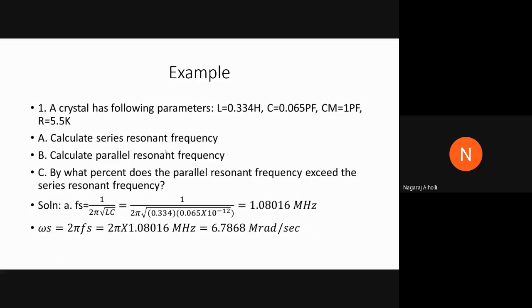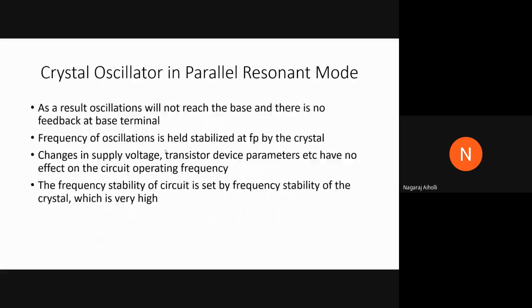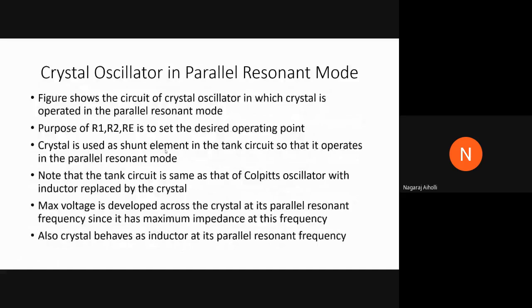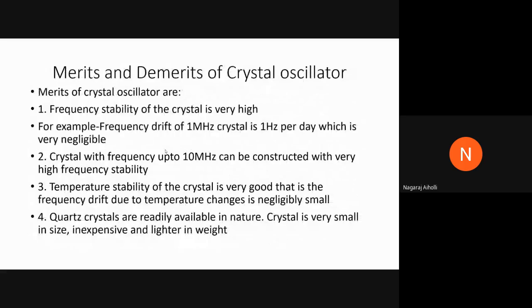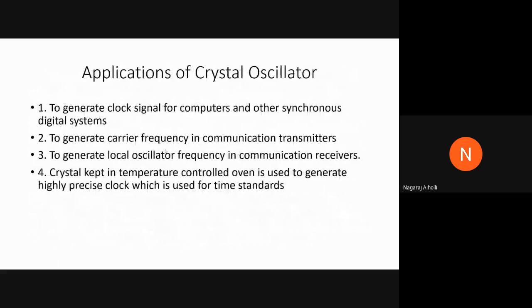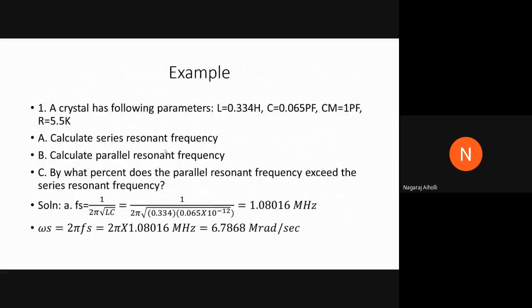Okay, so in today's class, students, we have gone through the crystal oscillator and parallel resonant mode. Then we have also discussed the advantages and disadvantages of crystal oscillator, and applications of crystal oscillator. Then we have covered one example on the crystal oscillator. An example on the crystal oscillator may be asked in the examination, with just a change in the values of L, C, Cm, and R. They may give different values and ask you to calculate the series resonant frequency, the parallel resonant frequency, by what percentage the parallel resonant frequency exceeds the series resonant frequency, and the quality factor. Fine.